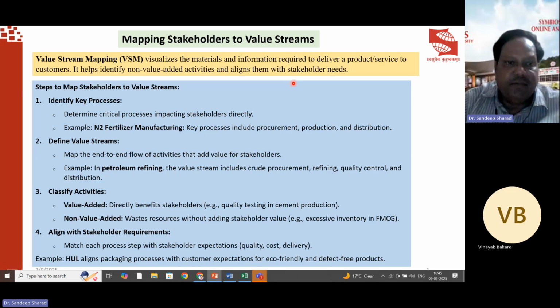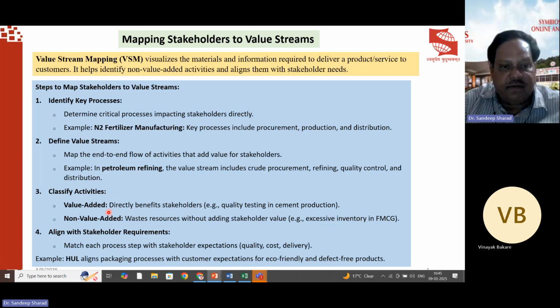Steps to map the stakeholders to the value stream. Identify the key processes, determining the critical processes impacting the stakeholder directly. Example, nitrogen fertilizer manufacturing: the key processes include production, procurement, and distribution. Define the value stream: map the end-to-end flow of the activities that add value for the stakeholders. For example, in petroleum refining, the value stream includes crude oil refining, quality control, and distribution.